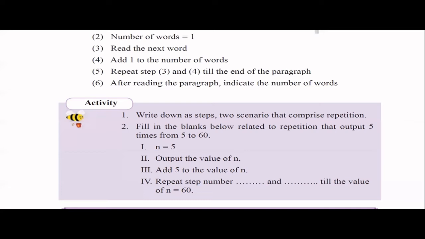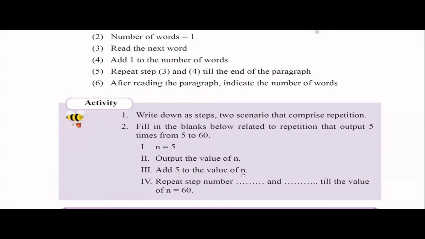Next, a fill in the blanks related to repetition, where the output is multiples of 5 from 5 to 60. That means 5, 10, 15, 20, 25, like that up to 60. So n is 5. Then you output the value of n. So it's 5. Then you add 5. You can add 5 or you can do a multiple also, but here they have done add 5. So 5, you add 5.